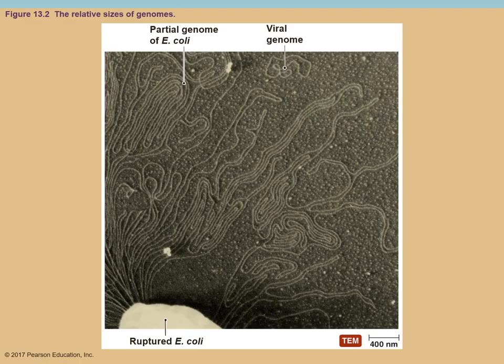So in this picture, down at the bottom, here is an E. coli that ruptured, and most of these strands are the DNA of the E. coli that is leaking out of the cell. And way up here at the top, this is a viral genome. As you can see, it's a circular little piece of DNA. That would be a virus.